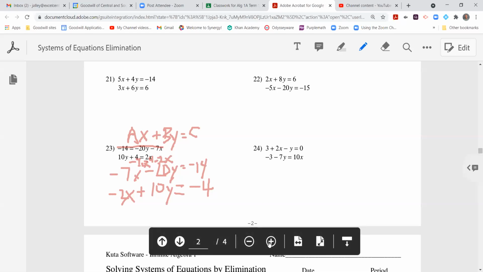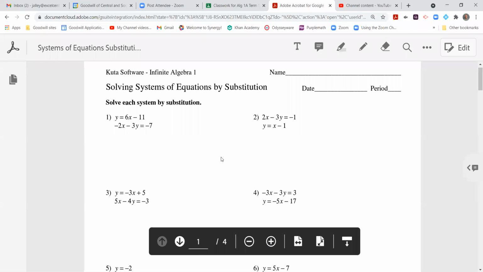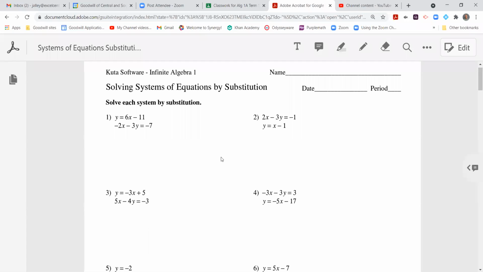So now we're going to move to substitution. Hopefully everybody can see this handout, solving systems of equations by substitution. Substitution will work best when you already know that something equals something else. And that may or may not make any sense.